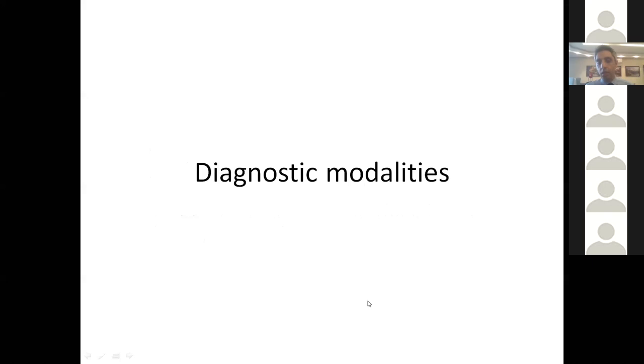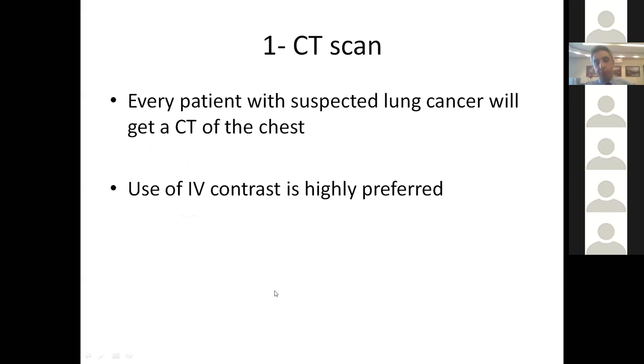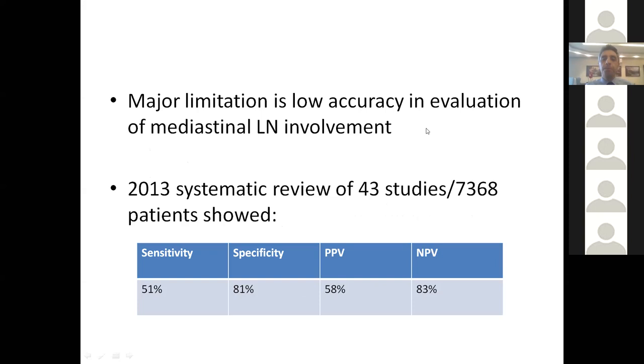So then you're going to look at your diagnostic modalities. The first modality, the one that we do for every patient pretty much, is a CT scan. We do it with IV contrast if we can. But the major limitation of the CT scan is its low accuracy. And so the ACCP guidelines from 2013 did a systematic review of 7,300 patients. And what they found is that the sensitivity of the CT scan is 50% pretty much, and the positive predictive value is very low. And even the negative predictive value, you're still missing about 20%. Meaning if you see something on a CT scan that's abnormal, you have a 50-50 chance of it being cancer and 50-50 chance of it not being cancer. Meaning this is not a good tool for staging, and we have to find something else.